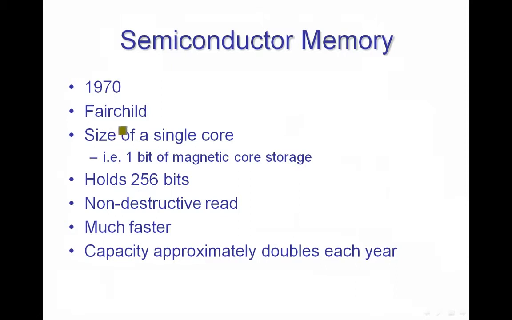We will talk now about the semiconductor memory. In the year 1970, the company Fairchild produced a chip the size of a single core memory, with 1 bit of magnetic core storage, holding 256 bits. It was a non-destructive read, much faster memory, and capacity approximately doubles each year for the memory sizes.